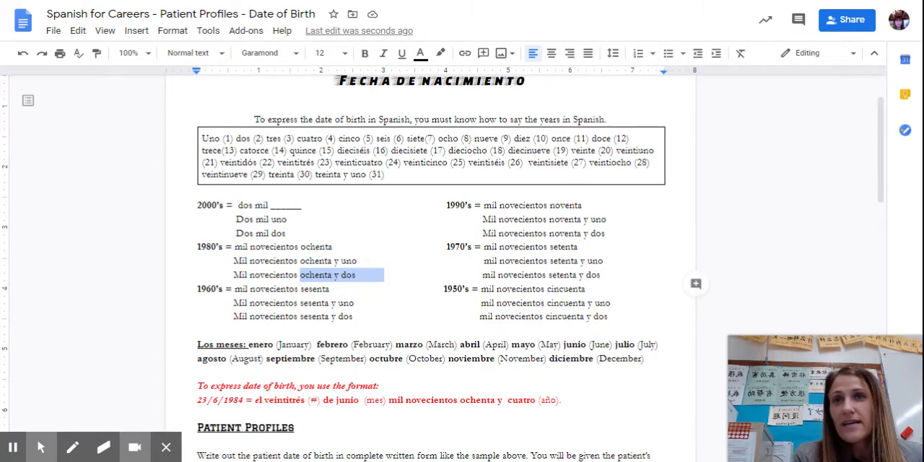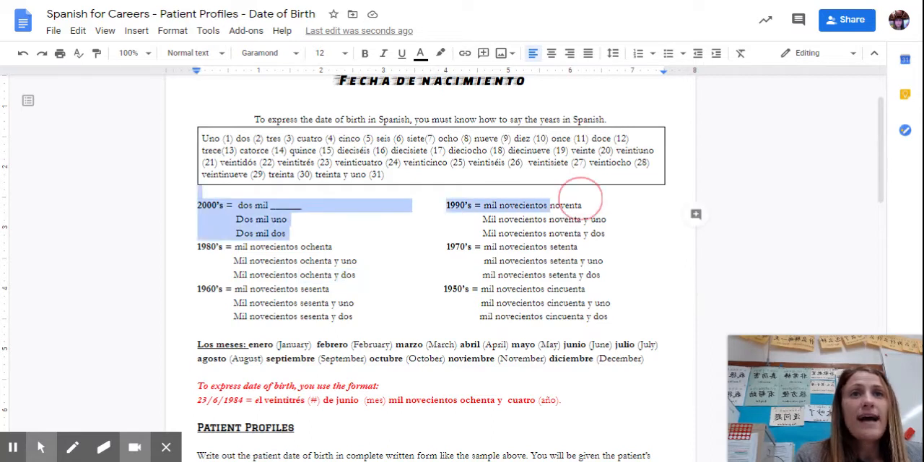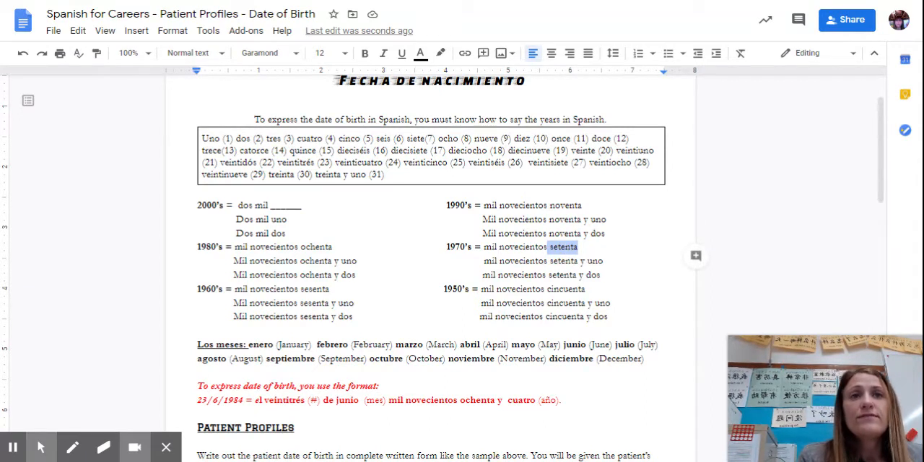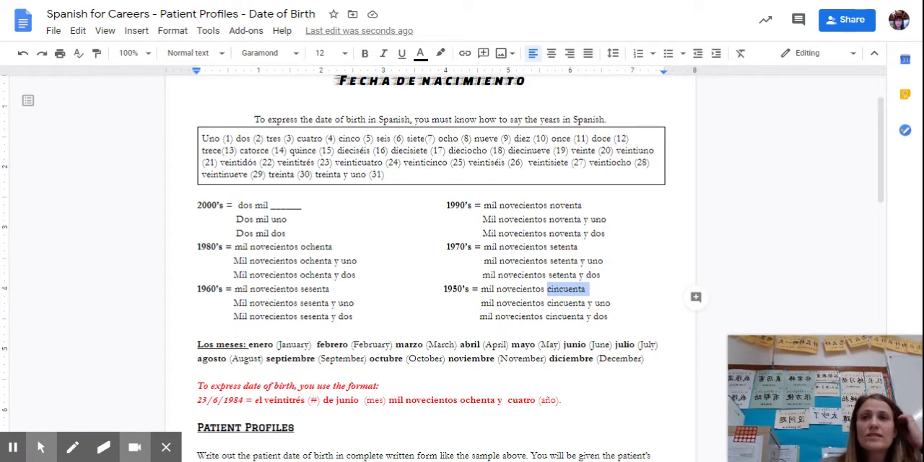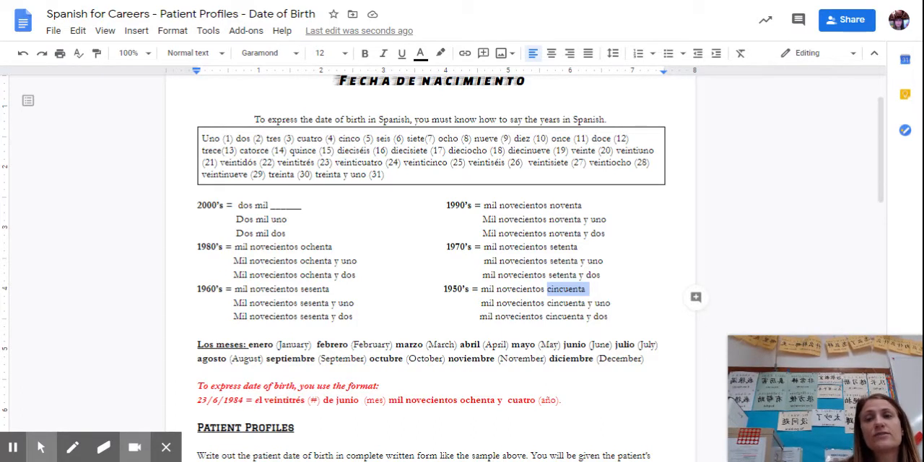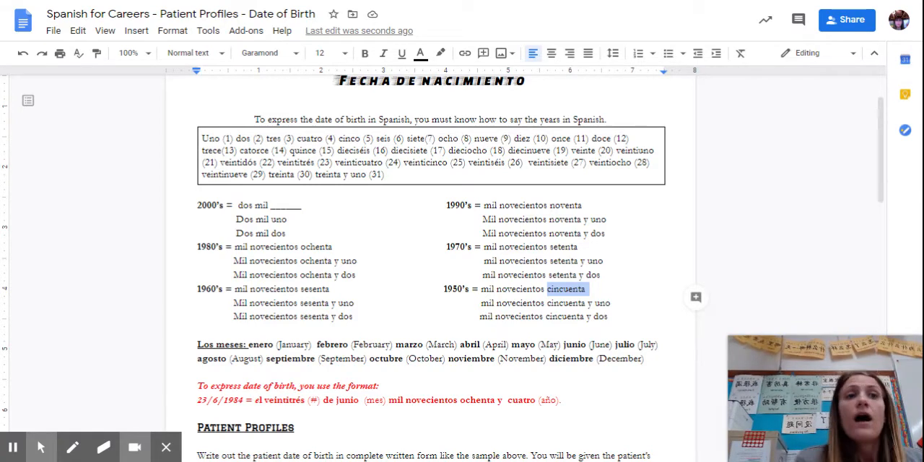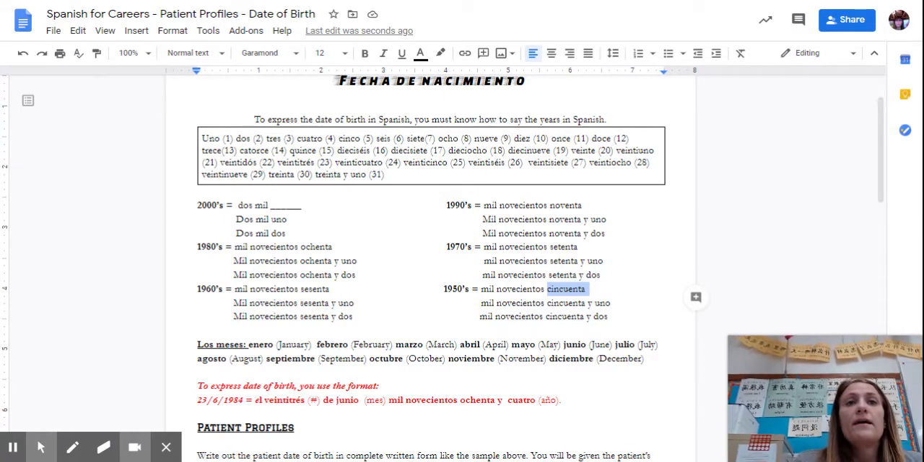You do the same thing here, except it changes for the 60s. And then let's say you have the 90s, it would be the 90s, 90. If you have the 70s, 70. If you have the 50s, it would be 50. So we're going to work with those numbers there. We're going to work with 60s and 70s and 80s and 90s and 50s and 2000 for your patients. Anyone before the 50s is probably dead. Okay?